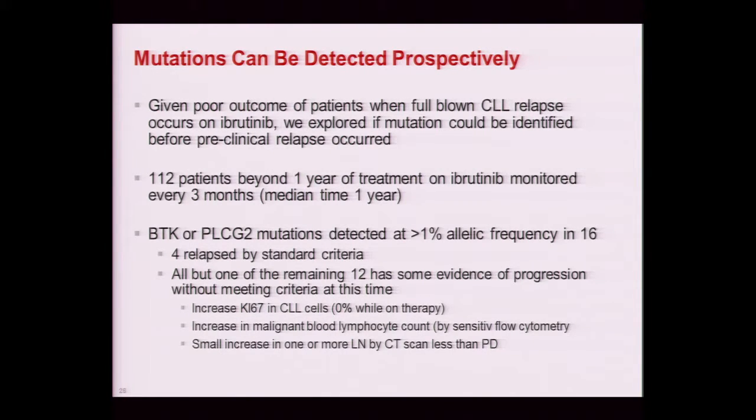And then we studied 112 patients who were on Ibrutinib being treated here, and identified in that first year 16 who had these mutations. As we identified them, they were in the early stage of relapse by standard criteria, and of the 12, 11 had findings suggesting that they were going to relapse. Their Ki-67 was going up, so the cells were proliferating. They had a rising B cell clone, or they had small lymph nodes that were increasing, that previously would have said, well, maybe that's not progression. But ultimately, these clones continued rising, and so we can do this prospectively.